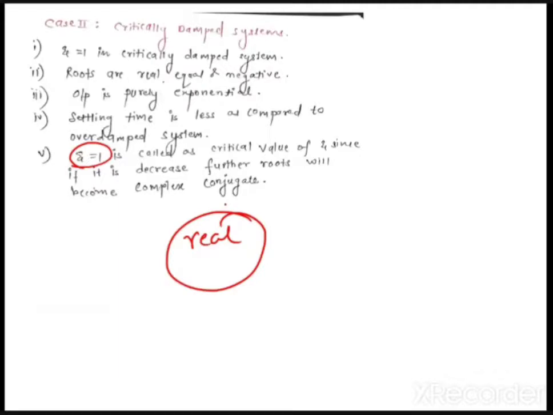If you go on increasing the value of zeta, let us say zeta is equal to 1, 2, 3, the roots are real, but they will become unequal. But the system becomes more and more sluggish, and the settling time goes on increasing, and it will take a very large time to reach the steady state or return to the equilibrium position.